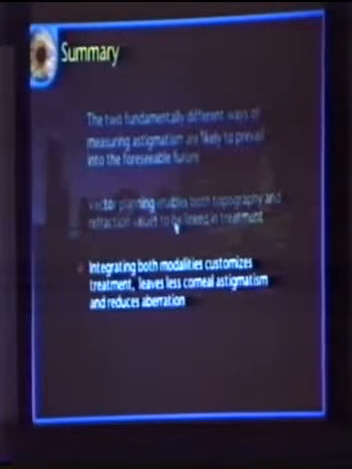In summary, there are two fundamentally different ways of measuring astigmatism, and these are likely to prevail for the foreseeable future. Vector planning enables both the topography and the refraction values to be linked in the treatment. Integrating both these modalities actually customises the treatment and overall leaves less corneal astigmatism remaining, and in this way reduces aberrations. And vector planning in this way addresses corneal irregularities systematically.